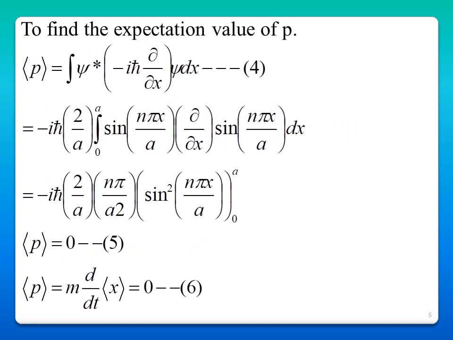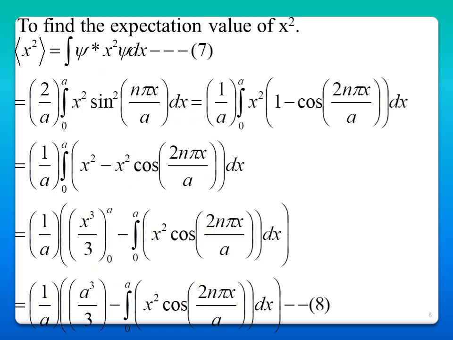Now you have to find out the expectation value of p. Expectation value of p is integral psi star minus i h cross dou by dou x psi dx. So it is like integral from 0 to a sine n pi x by a, the differentiation of sine n pi x by a, so it is like x dx. So after integration it is sine squared n pi x by a divided by 2. So substitute the limit, we will get it is equal to 0. And also we can directly take it from m times the differentiation of the expectation value of x with respect to time. That's also equal to 0.